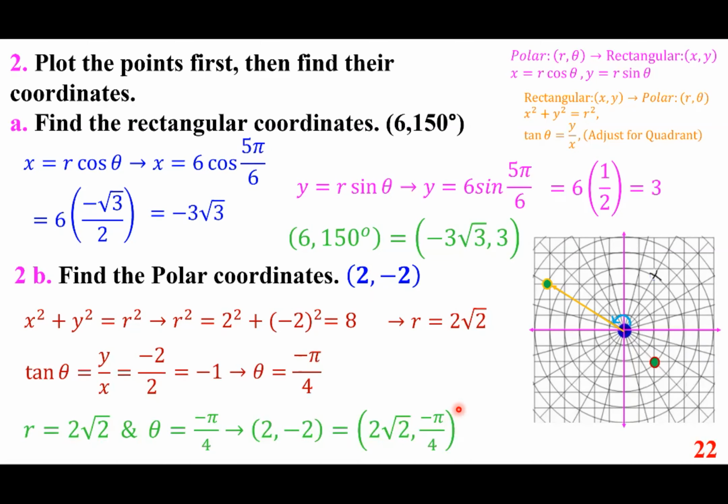And if we want a positive angle, we just add a 2 pi. So this is negative pi over 4. This is 7 pi over 4. So add 2 pi and it gives you the same result.